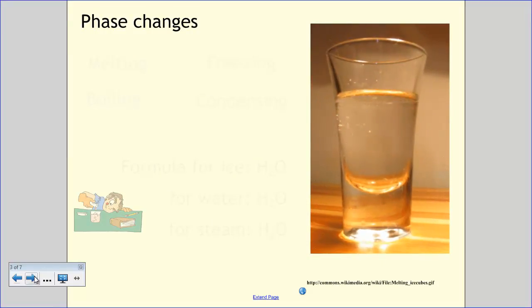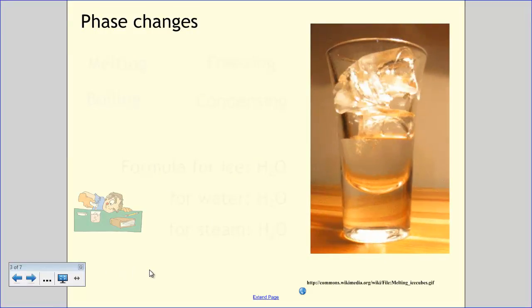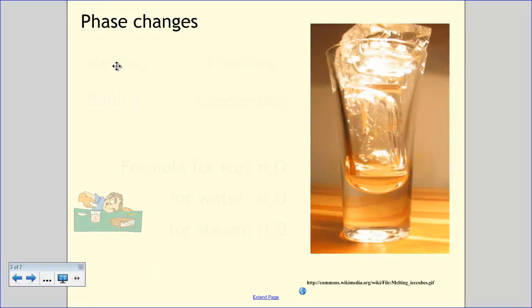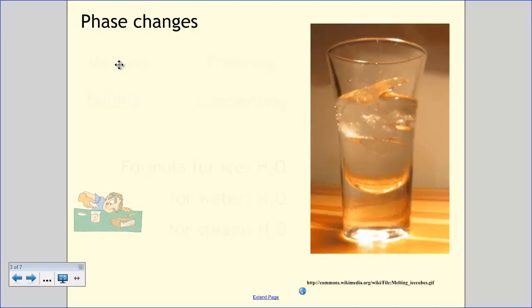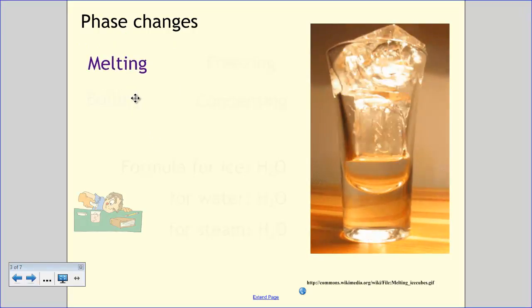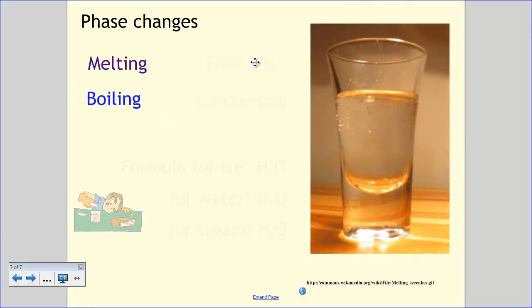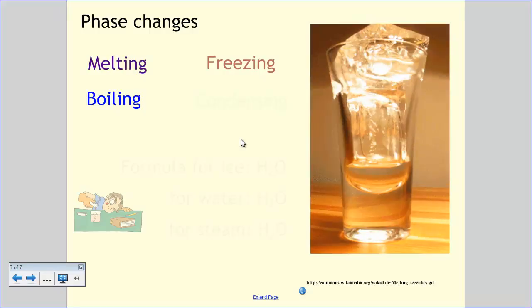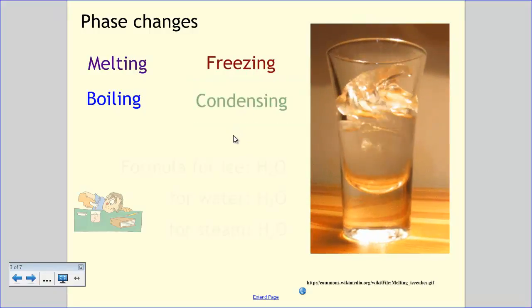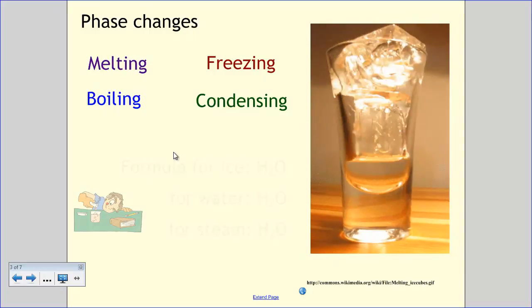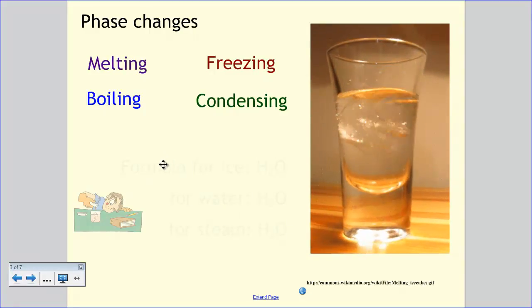So a phase change is sort of the biggest type of a physical change. And you can see in this video here, this is melting ice. And so phase changes include some things that you guys already know about. So melting, okay, where we're going from solid to liquid. Boiling, where we're going from liquid to gas. Freezing, where we're going from liquid to solid, basically the reverse of this. And then condensing, when we're going from gas back to liquid. There are a couple others. There's sublimation and deposition that we'll talk about later in the year.